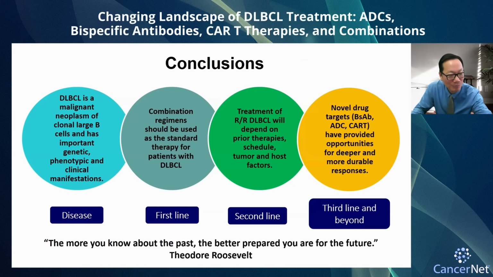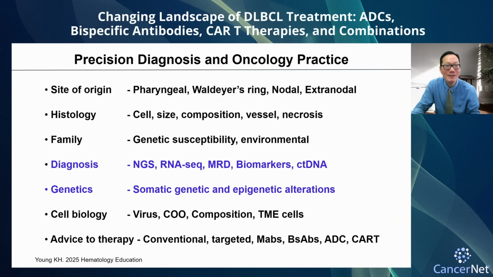So let me summarize my first presentation. DLBCL is a malignant B-cell lymphoma arising from B cells that may carry different clinical, pathologic, and phenotypic features. The combination treatment in the first line, based on treatment response, paved the way for the second-line and third-line treatment decisions. What we learned in the past will help us prepare better for the future. So for every single DLBCL diagnosis, we emphasize the location, pathology, family history, precision classification, genetic features, and maybe environmental features also in the future.